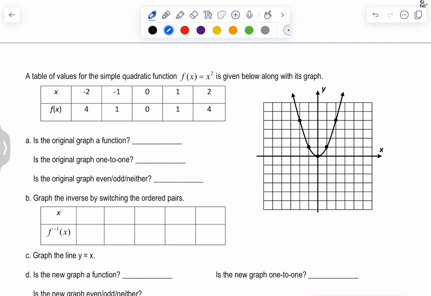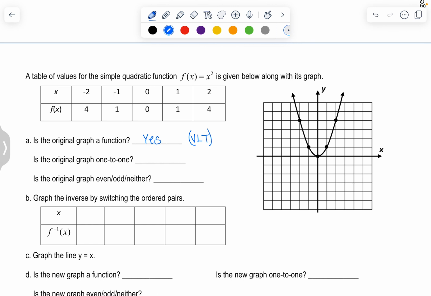This is y equals x squared, or f of x equals x squared. You'll see it's already graphed for us. And it wants to know, is this original graph a function? Remember, in order to know whether it is a function, you need to use the vertical line test. Does this thing pass the vertical line test? Is there a vertical line that ever touches more than once? There is not. This does pass the vertical line test. That means it is a function.